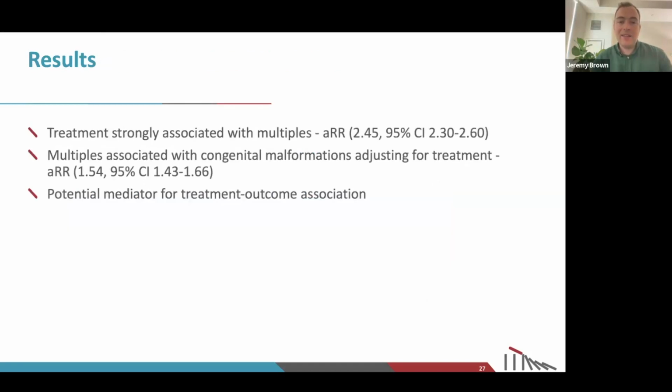In our results, we find that treatment is strongly associated with multiples. We find an adjusted risk ratio of 2.45, and that multiples are associated with congenital malformations with an adjusted risk ratio of 1.54. So potentially, multiple gestation is a mediator for the treatment outcome association.